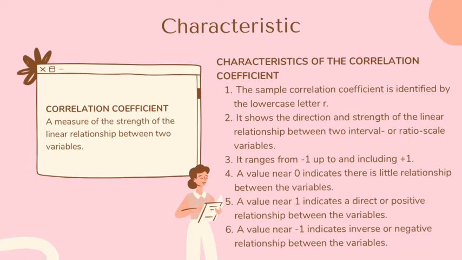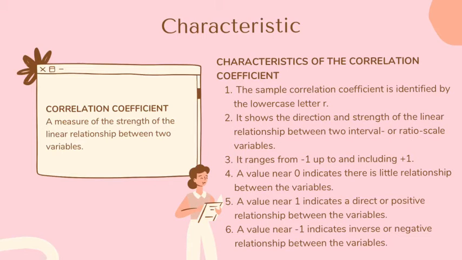Characteristics of the correlation coefficient. The correlation coefficient is a measure of the strength of the linear relationship between two variables, like we know. First, the sample correlation coefficient is identified by the lowercase letter r. Second, it shows the direction and strength of the linear relationship between two interval or ratio variables.